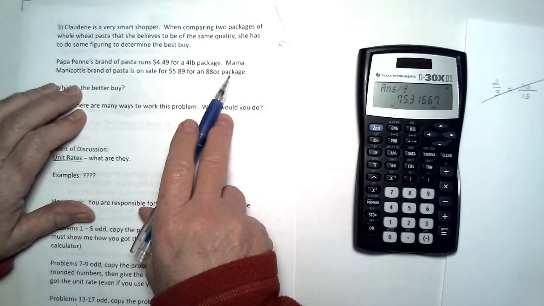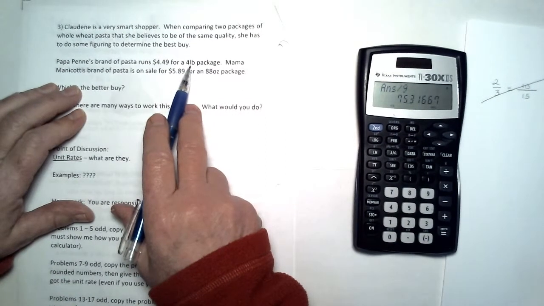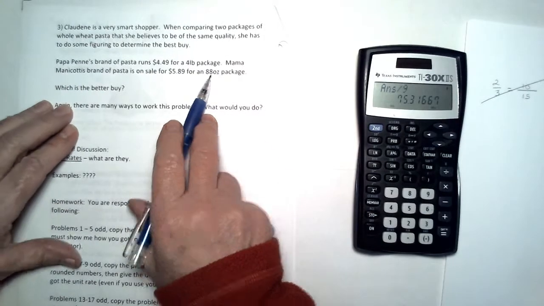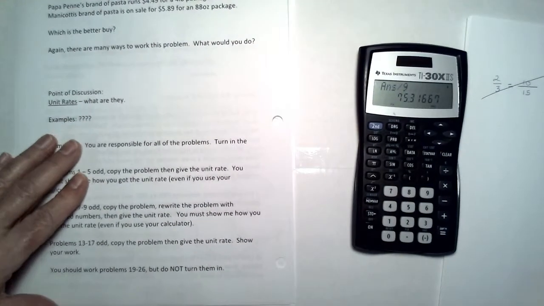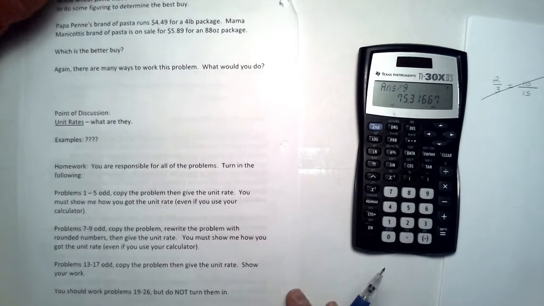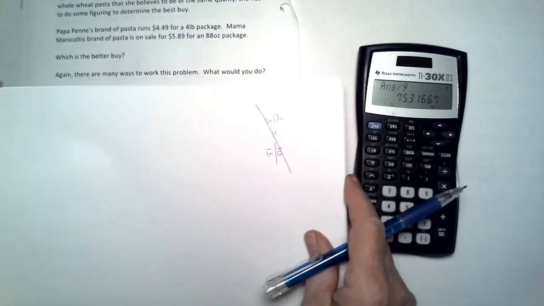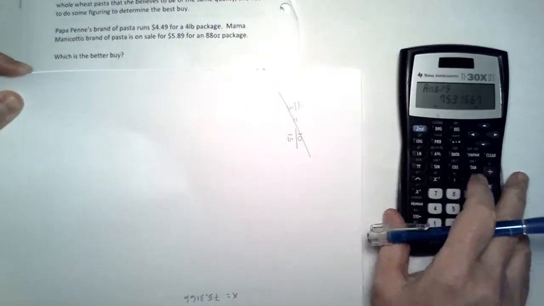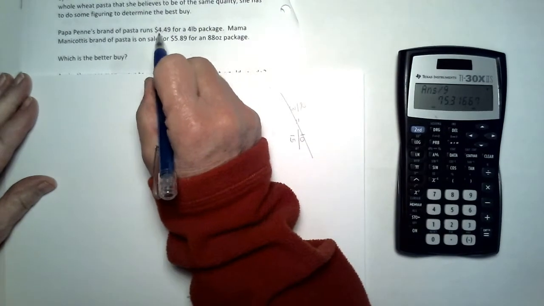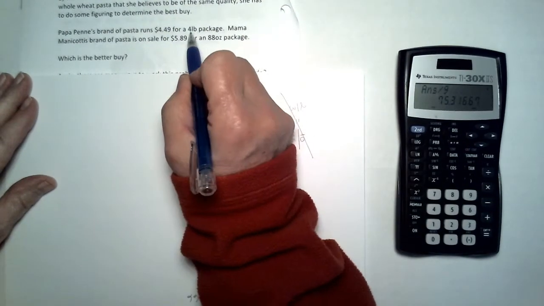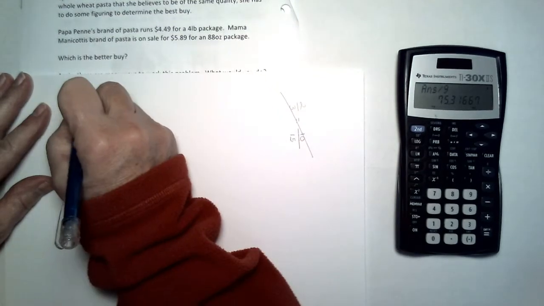Well, what a pain. They're both talking about dollars, but this guy's talking about pounds and this guy is talking about ounces. There's lots of different ways to do this problem, but what we want to do is we want to be able to compare apples and apples, or I should say pasta and pasta in this case. We want to get a unit price. So I think what I'll do is I'm going to look at Papa Penne's and I'm going to change those 4 pounds to ounces.